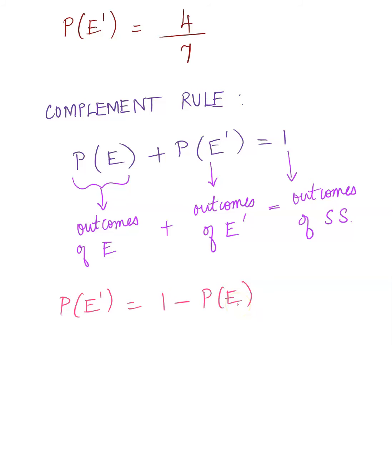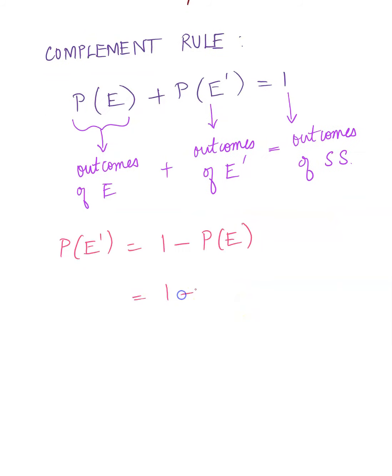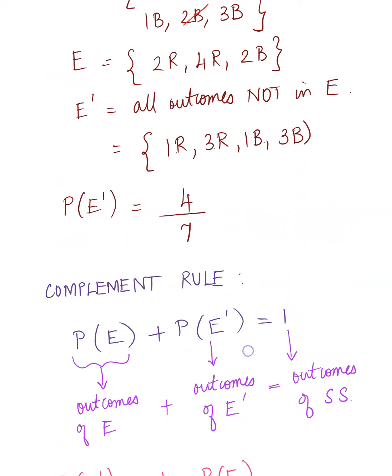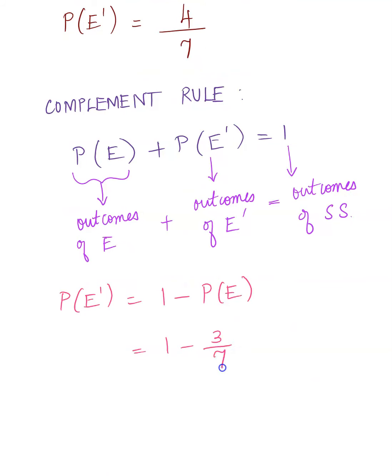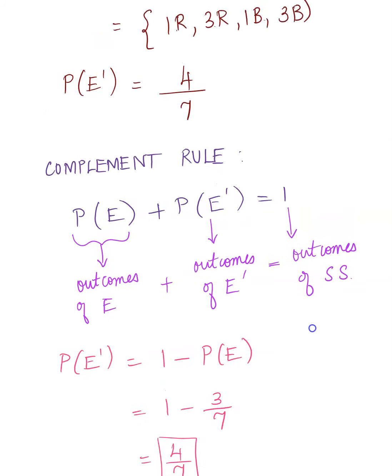Subtract both sides by probability of E. So 1 minus probability of E. E is 2R, 4R, and 2B, so there are 3 outcomes. So 1 minus 3 out of 7. And if you took the LCD, this side, 7 over 7, 7 minus 3 is 4 over 7, which is what we got up here, isn't it?